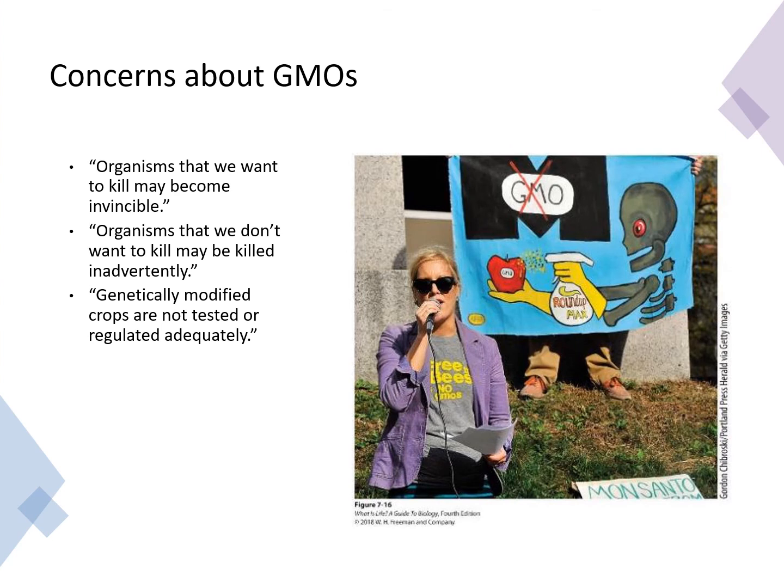So there are 6 primary concerns about GMOs. We are going to talk about them. The first 3 are on this slide. So the first is that organisms that we want to kill may become invincible, and this actually is a pretty decent concern as far as genetically modified plants.